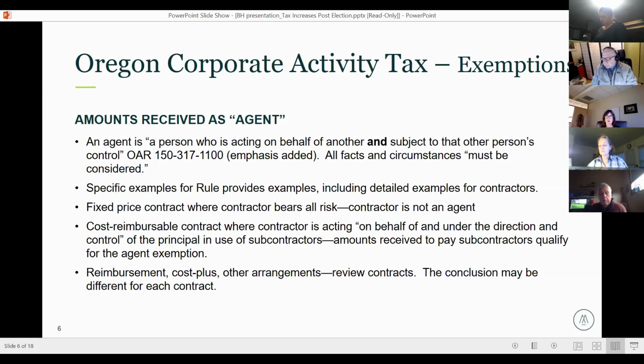Another area that would be important in real estate is property management. For example, a property manager will receive the rents on behalf of the property owner, pay expenses, take a fee, and then remit the rest. And so it will be very important to document the agency relationship there in order to qualify for that exclusion and defend any kind of audit assessment.